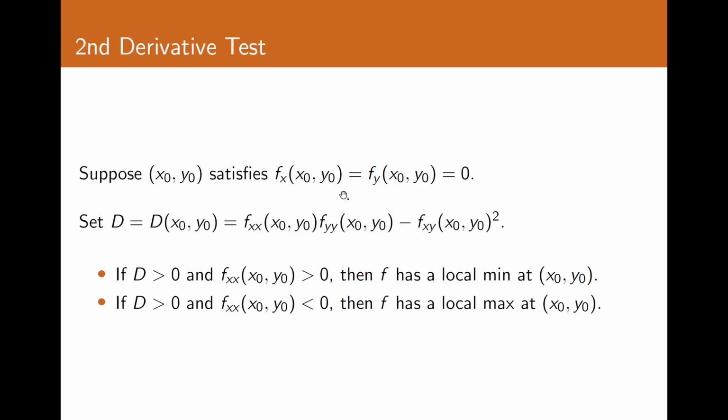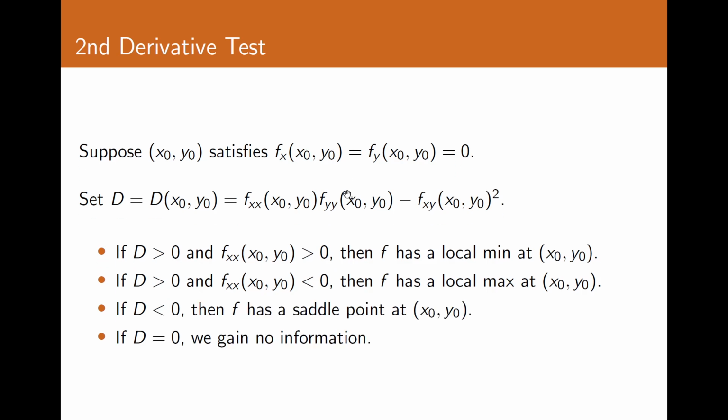If D is bigger than 0 and f_xx is less than 0, then f has a local maximum at the point. Finally, if D is less than 0, then f has a saddle point at (x0, y0). And if D is equal to 0, we gain no information. So we could have a local minimum, a local maximum, or a saddle point, or none of the above at (x0, y0).